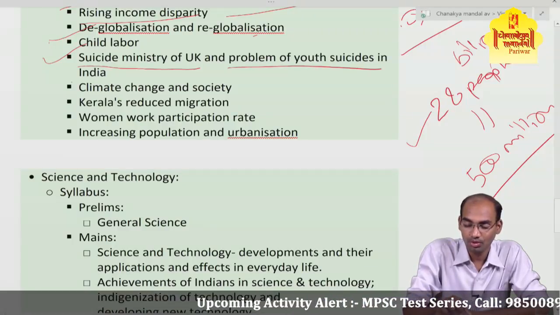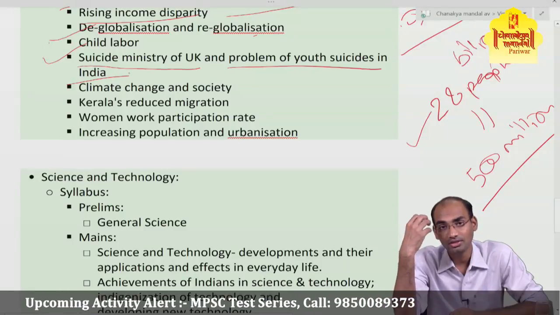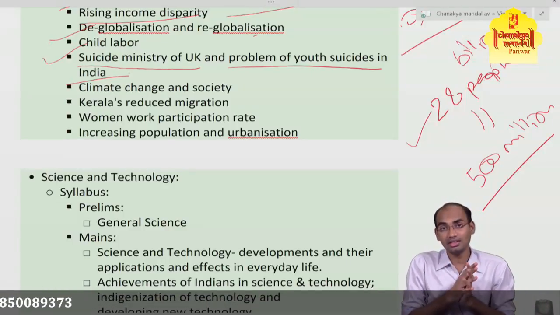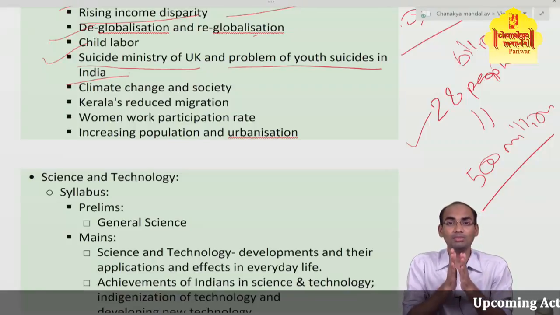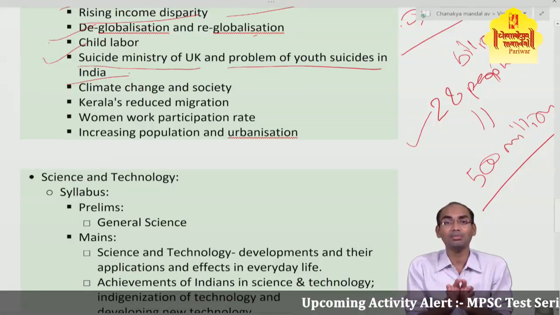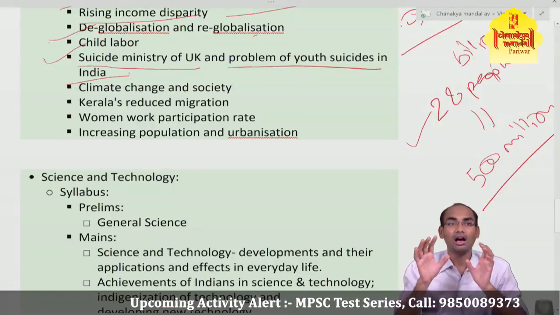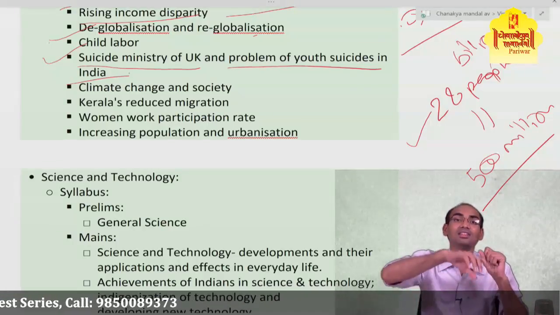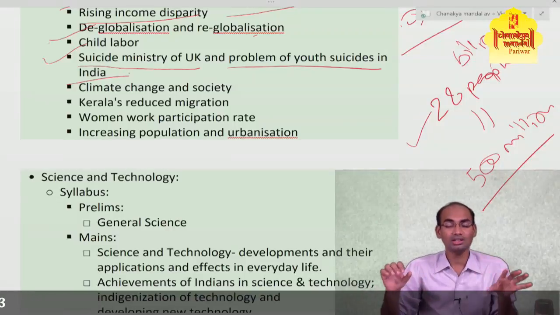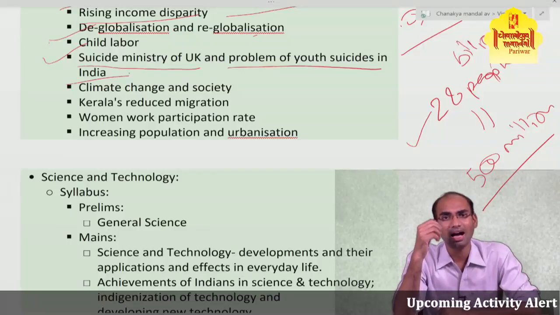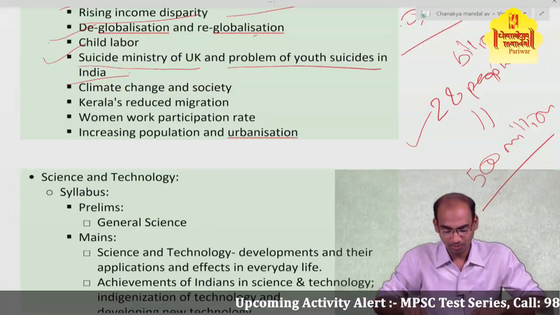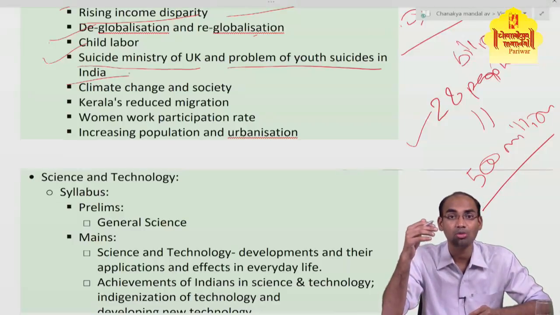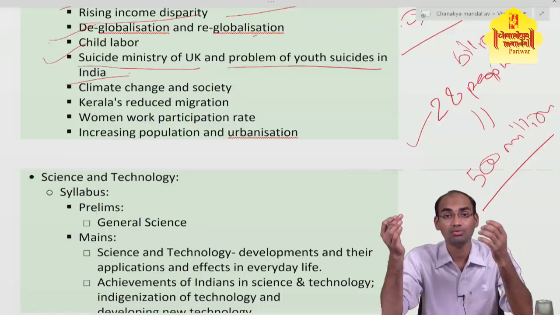Then the Suicide Ministry of UK and problems of youth suicide in India. There is a special ministry to deal with the problem of suicides in the United Kingdom, in England. Earlier they also came up with a new idea regarding the problem of loneliness; there was a department to deal with it. How can one explain why these kinds of new problems rise in the UK first and then go to the rest of the world? I can't figure that out. But India is also facing this problem, and it is much worse than what the UK is facing.